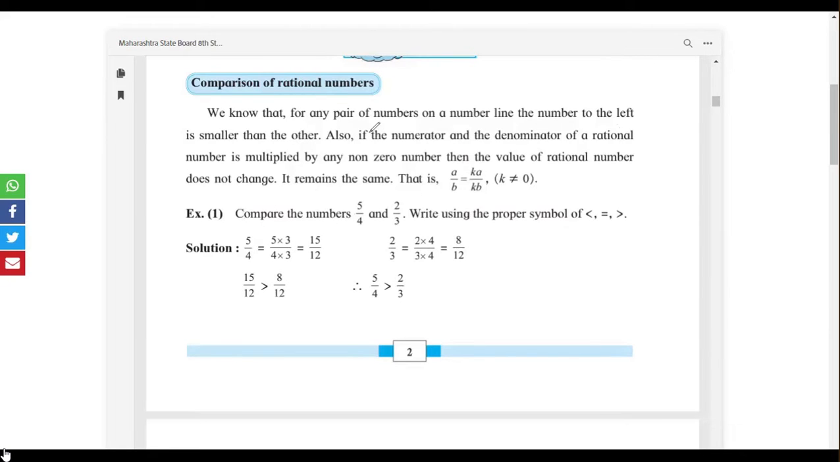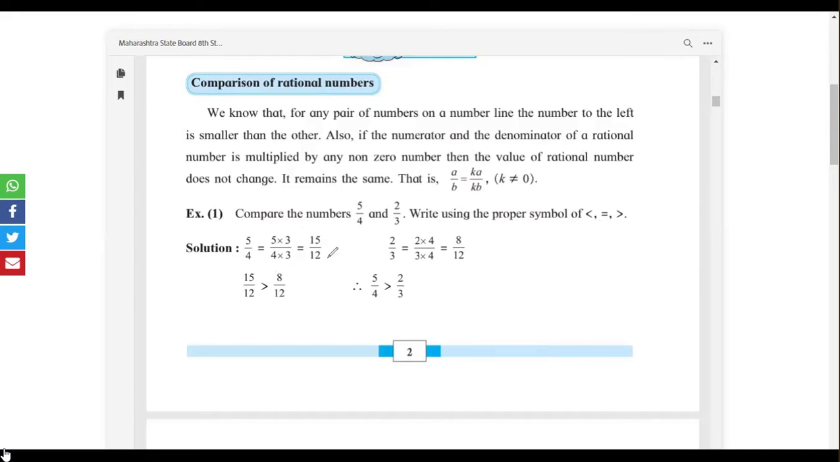Now let us see some solved examples given in the textbook. Compare the numbers 5 upon 4 and 2 upon 3. Write using the proper symbol of greater than, equal to and less than. When we see this, the denominators are not same. For comparing them, the first thing is we have to make the denominator equal. We have two methods: either we can do cross multiplication or the LCM method. Here the numbers are small, so we can do cross multiplication.